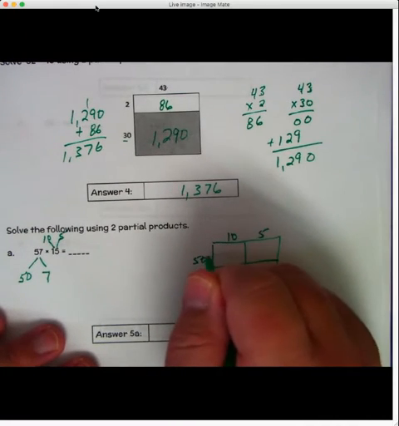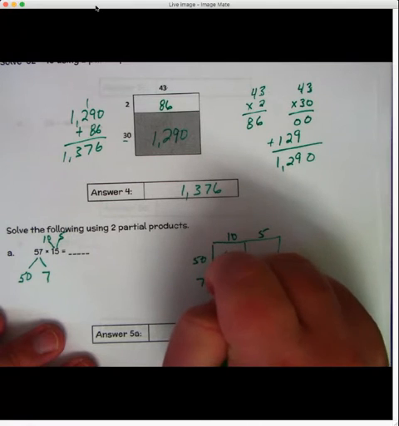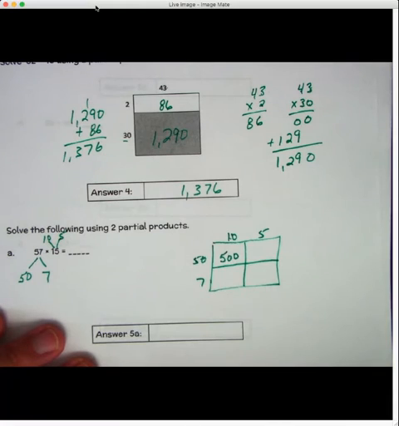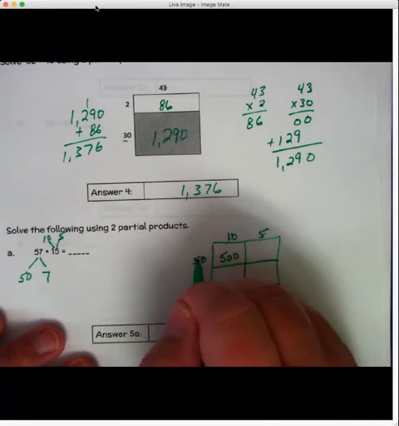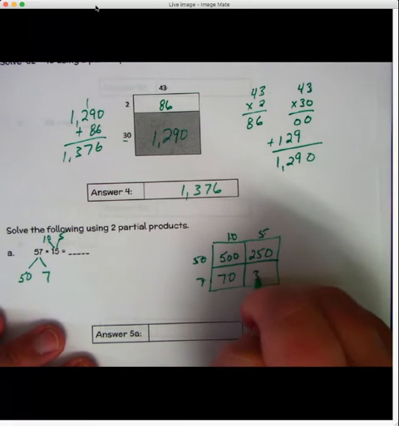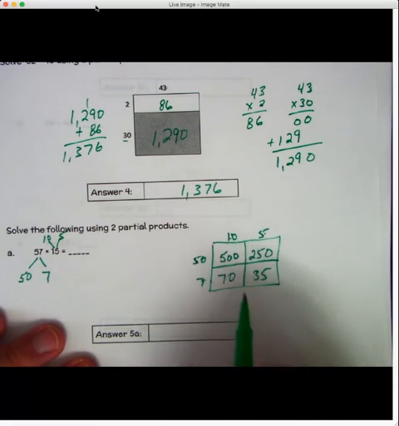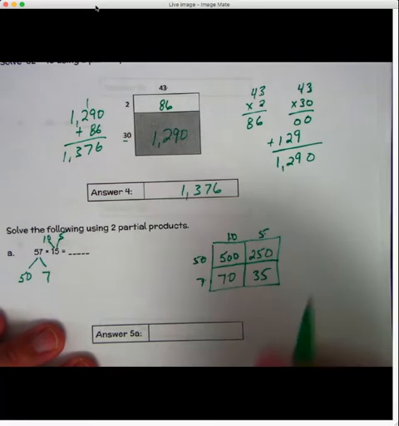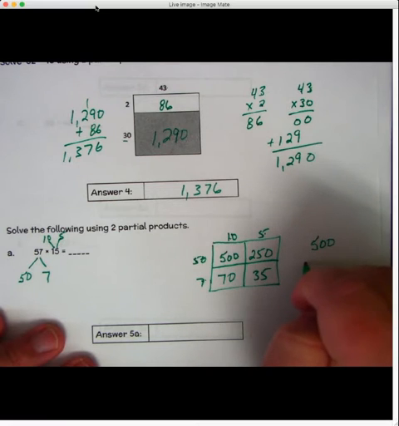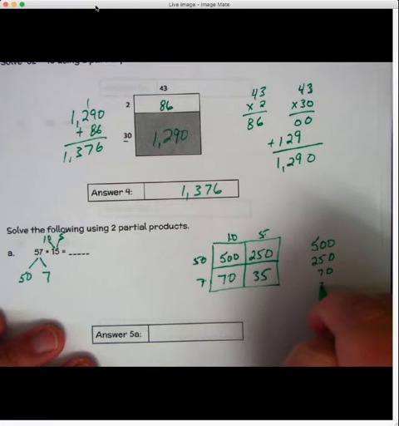50 times 10, we add a 0 to 50, make it 500, or we could say 1 times 5 is 5 and add those 2 zeros. 50 times 5, 5 times 5 is 25, and add that 0. 7 times 10 is 70, and 7 times 5 is 35. So inside these boxes are those partial products. And then let's add these 4 numbers together. 500 plus 250 plus 70 plus 35.